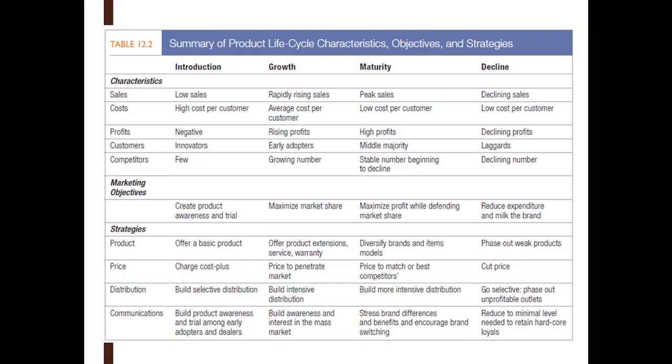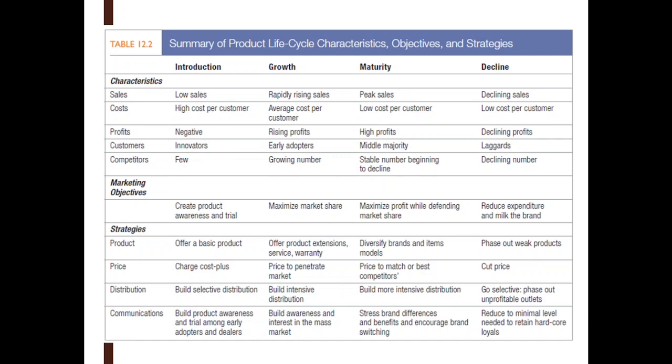So that's all we have in this video. Here is the summary of what I completely spoke about in the entire video. Product life cycle: on your left hand side you see characteristics, marketing objectives and strategies. On the right hand side in the columns you see introduction, growth, maturity, decline, the four stages. Characteristics of each stage: sales, cost, profits, customers, competitors.